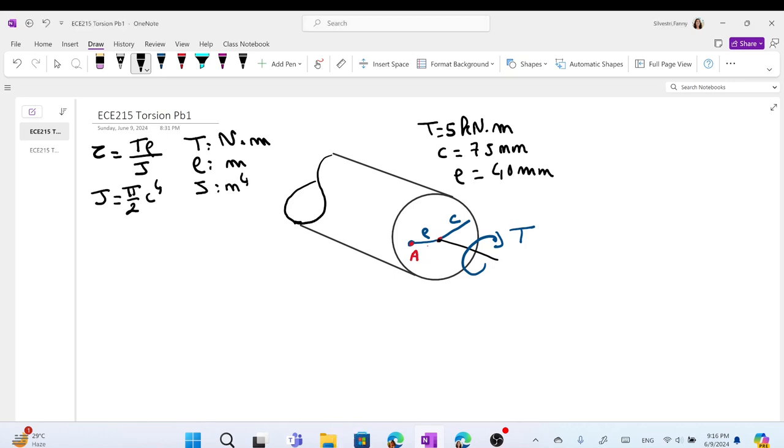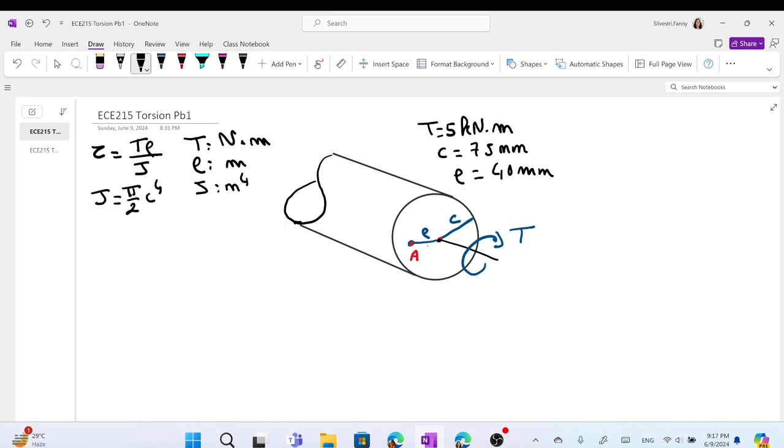As you can see, the formula for a disk is pi divided by 2 times c to the fourth, where c is the radius. Make sure that we have the correct units. And again, those formulas for the polar moment will be given. It's a little bit like the I. You remember the mass moment of inertia? Depending on the shape, it's a different value and it's provided.